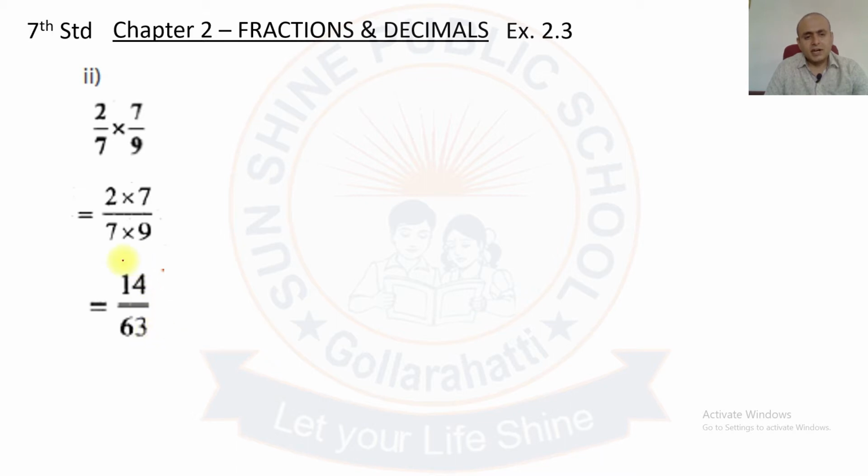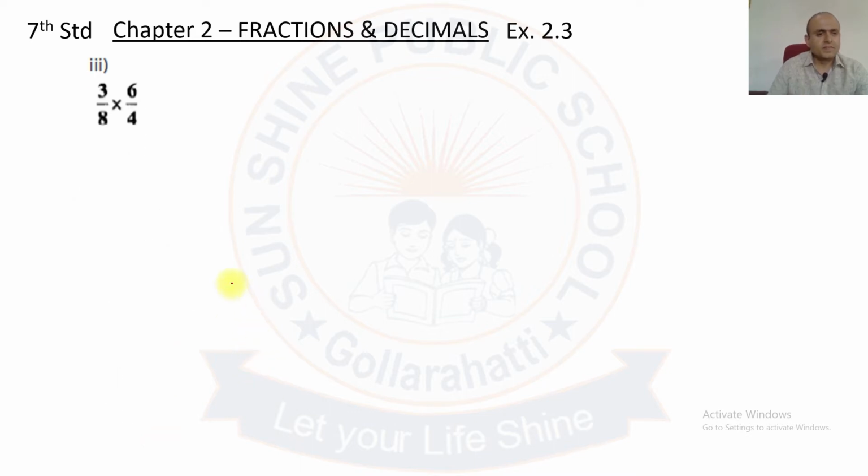In the 7 tables, both numbers are divisible. Therefore we can divide here, that is 7 2s are 14 and 7 9s are 63. Therefore, the answer is 2 by 9. So 2 by 9 is the final answer of this question.